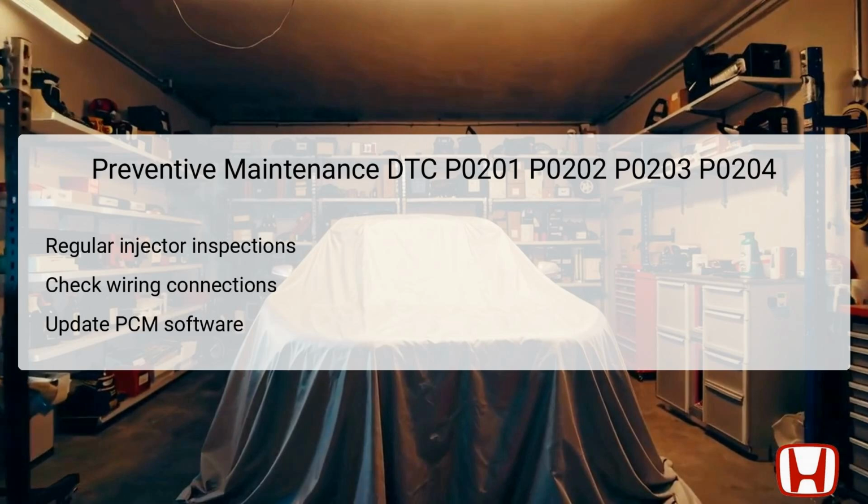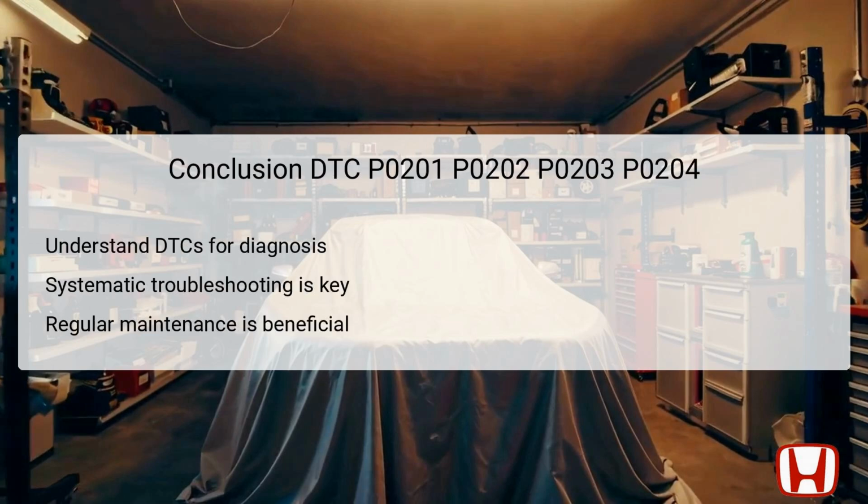In conclusion, understanding the details surrounding DTCs P0201, P0202, P0203, and P0204 is critical for effective diagnosis and repair for the Honda HRV. A systematic approach to troubleshooting that carefully examines the electrical systems related to fuel injectors can pinpoint issues effectively.